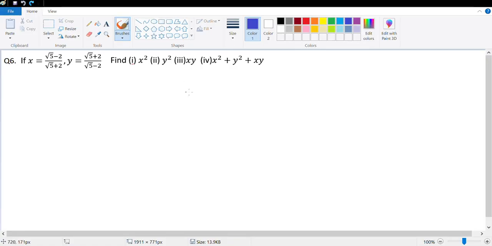Hi guys, let's look at the next question in our rationalizing exercise. Let's quickly revise rationalizing. The objective is to remove the irrational number from the denominator, which means if I have root 2 in the denominator, I will multiply both numerator and denominator by the rationalizing factor of root 2, which in this case will be root 2. So this value will be root 2 upon 2. So that's the rationalized form.